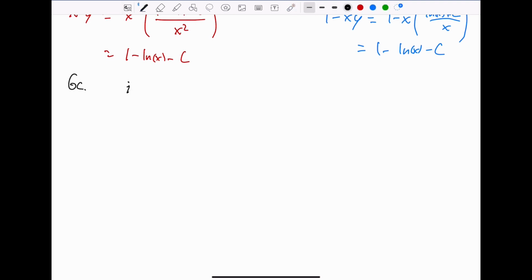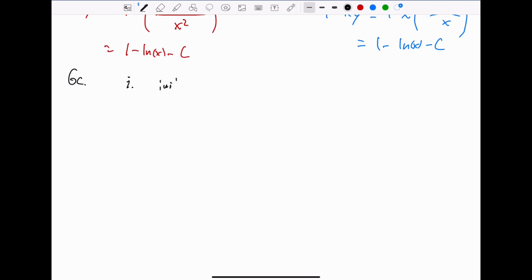So for part C, let's look at the first one. We have the initial condition, y of 1 equals 2. This is the same as saying that the point 1, 2 is on the solution curve. These are x and y values. So how do we find this specific solution? We take the general solution and we plug in 1 for x, 2 for y.